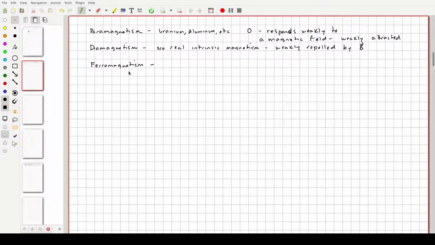On the other hand, ferromagnetism represents the strongest magnetism of all. It's far, far, far, far stronger than paramagnetism. A good example of which would be iron, hence its name. Other materials that are ferromagnetic, nickel is a good one. I believe maybe cesium is too. I'd have to check that out. For some reason, I'm recalling that it's ferromagnetic as well. And these things very strongly respond to magnetism.